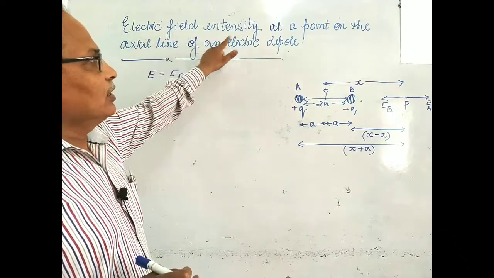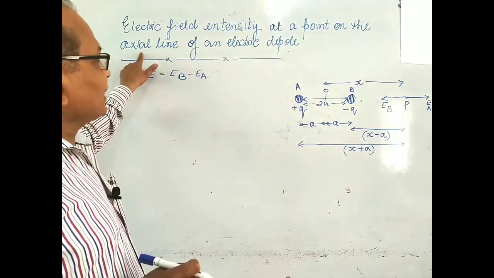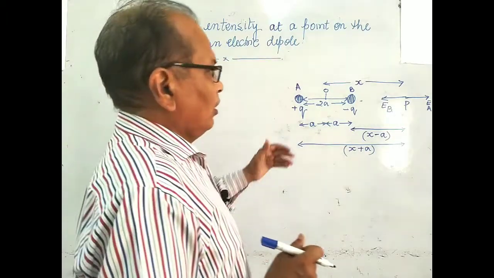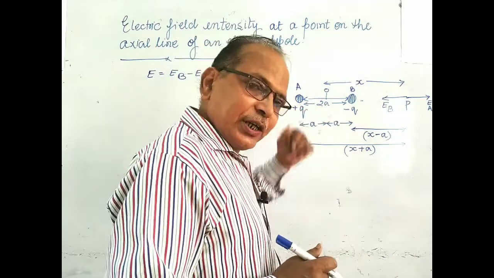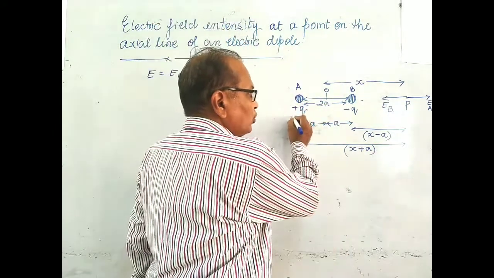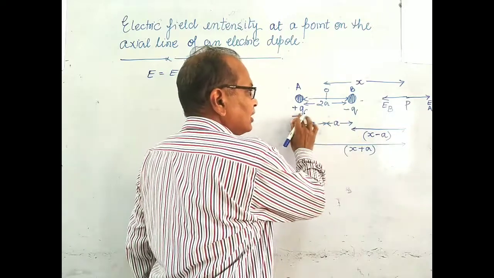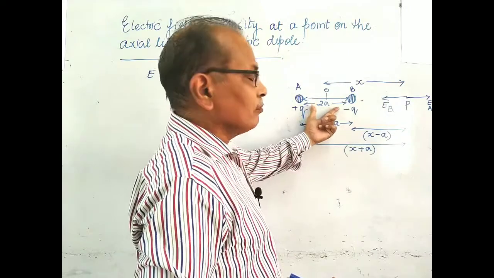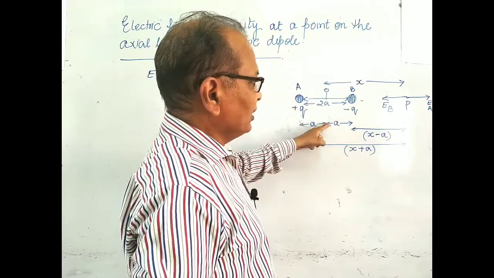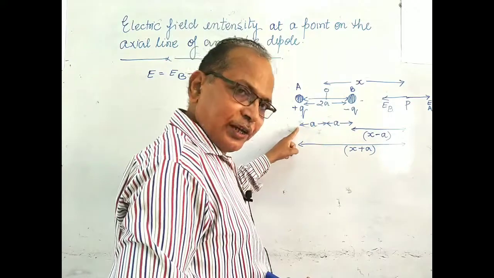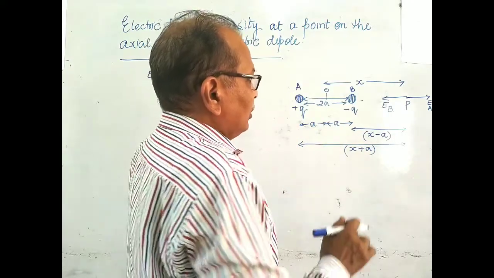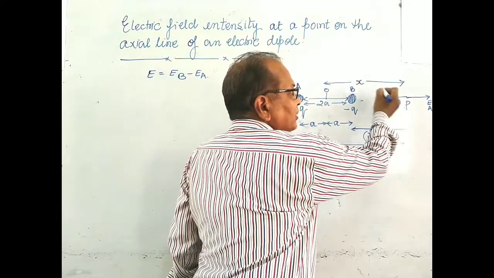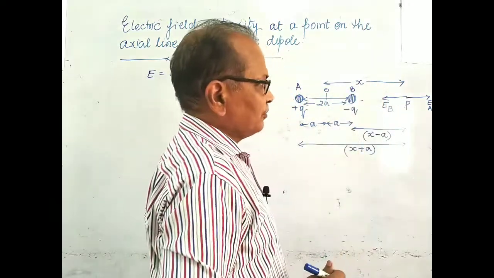Electric field intensity at a point on the axial line of an electric dipole. This is an electric dipole, plus q and minus q. These are the two charges separated by the distance 2a. From the center it is a, and it is also a. Now from the center, let the point P be located at a distance x.